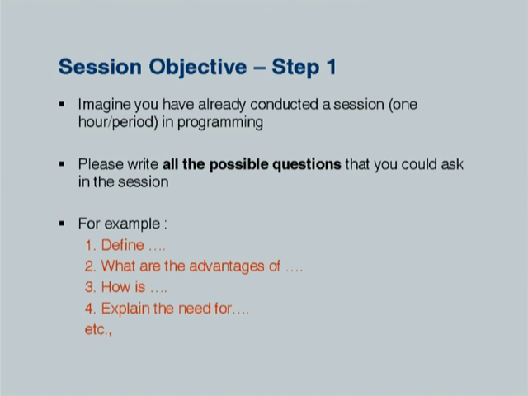In a session on programming, assume that we have already conducted a 1 hour session. 1 hour or 45 minutes or 50 minutes as the session may be. You can call it a period or hour as the case may be in your respective universities and institutes. Assume that you have already conducted it. It may be on any topic. This is an individual activity, not a group activity, so each one of us has to write this. Imagine that you have already taken a session. That session may be on any topic: arrays, pointers, structures, unions, or a fundamental introduction, whatever the session. Assume that you have conducted a 1 hour session, meaning a typical period. So that one session is over.